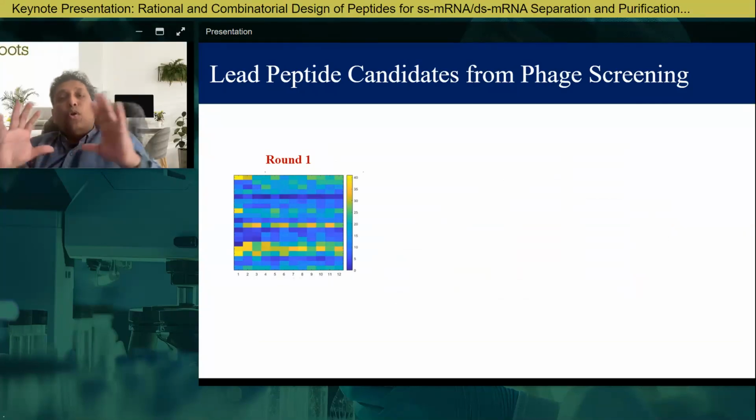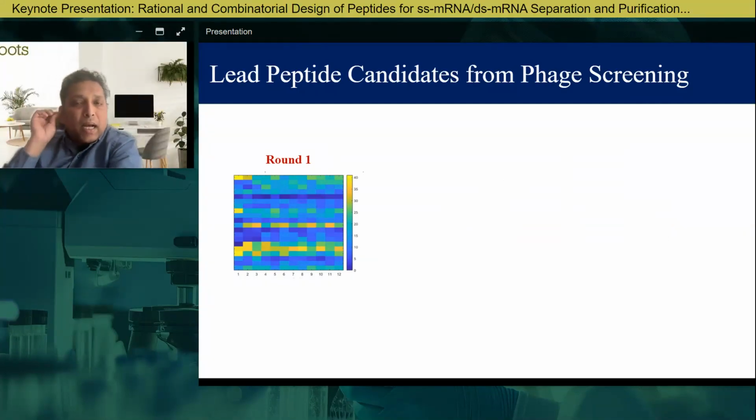An even more global way of looking at this data. Now, I'm not picking just the top 5 candidates, but I'm looking at the entire library at each round of screening. And so let me tell you what this figure demonstrates. It's a busy figure. Let me walk you through it.